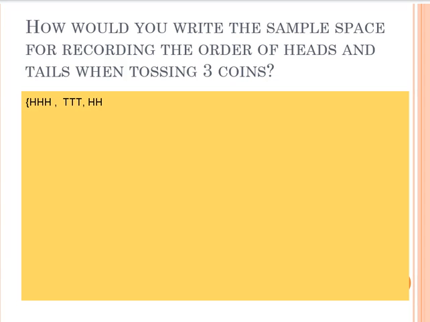You could have 2 heads and a tails, but you could also have 2 heads and the tails in different combinations. And so there are a lot of possible outcomes when you flip a coin 3 times.